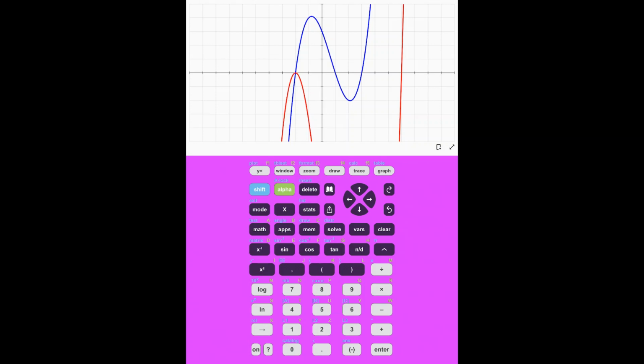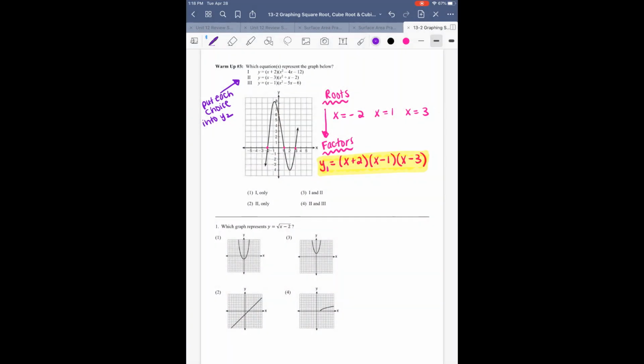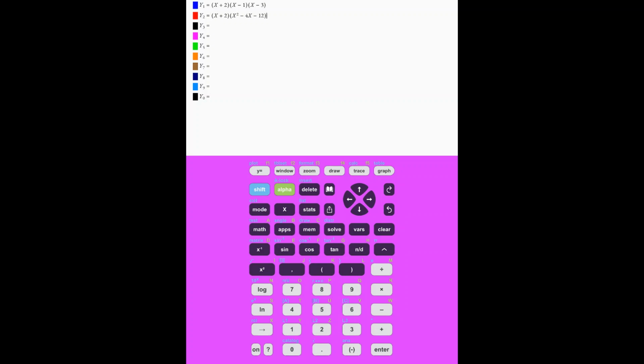All right, so I can already see that the blue graph, which is my starting graph, is not the same as the red graph. They're not right on top of each other. So choice 1 is already going to be out of the question. So I'm already going to put an X on choice 1. Can't be choice 1. I'm going to try the same thing now for choice number 2. I'm going to go into Y1 and I'm going to clear out my Y2 and put in choice 2. So that's X minus 3 times X squared plus X minus 2.